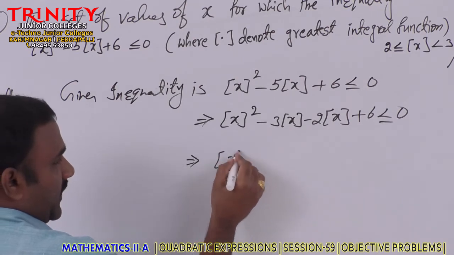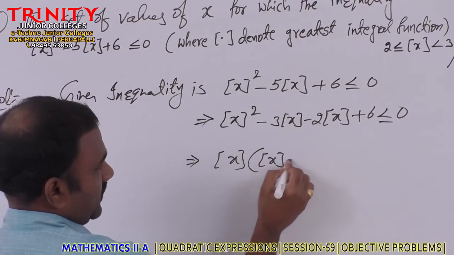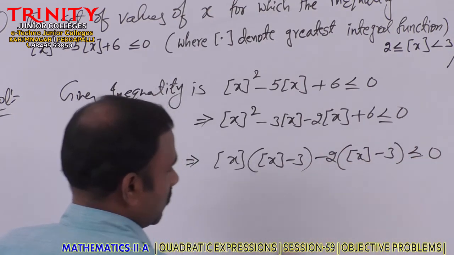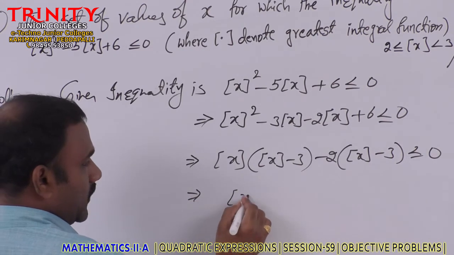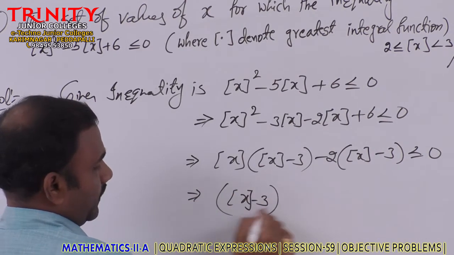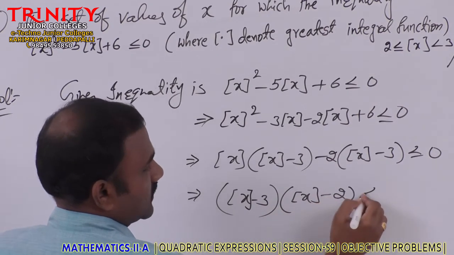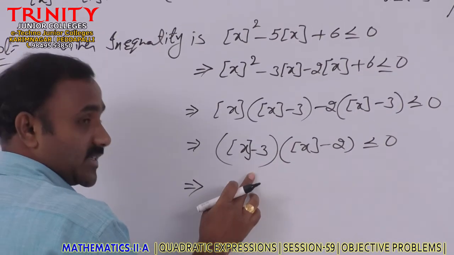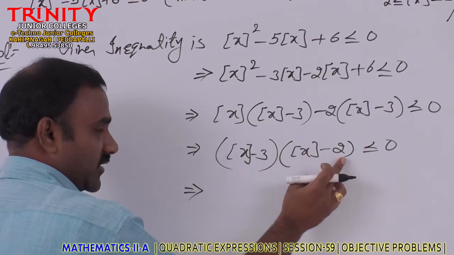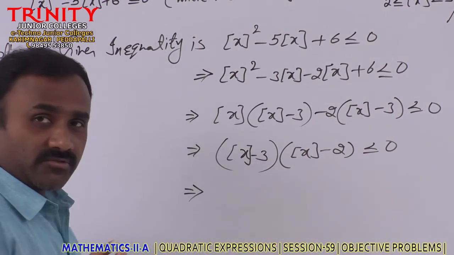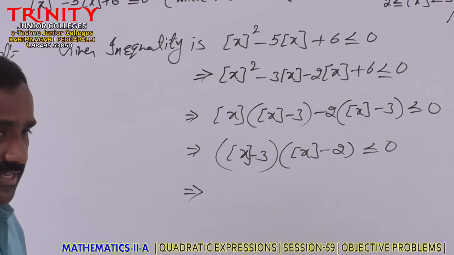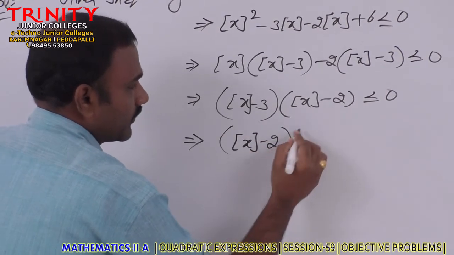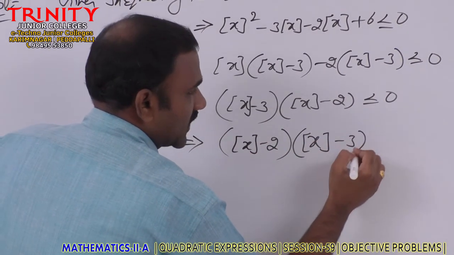Now from these two, [x] as common, [x] − 3, and 2 as common, [x] − 3 is less than or equal to 0. Therefore [x] − 3 as common, we get ([x] − 2)([x] − 3) ≤ 0. If you write in order, alpha should be less than beta. Otherwise it is a contradiction to the relation between the roots, as one root must be less than the other root. That's why we write ([x] − 2)([x] − 3) ≤ 0 in order.